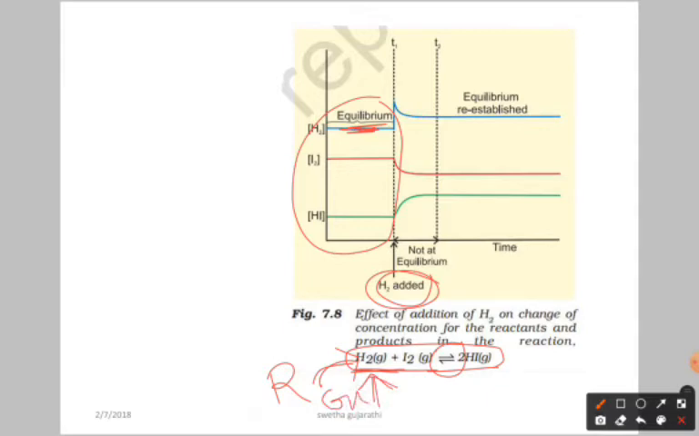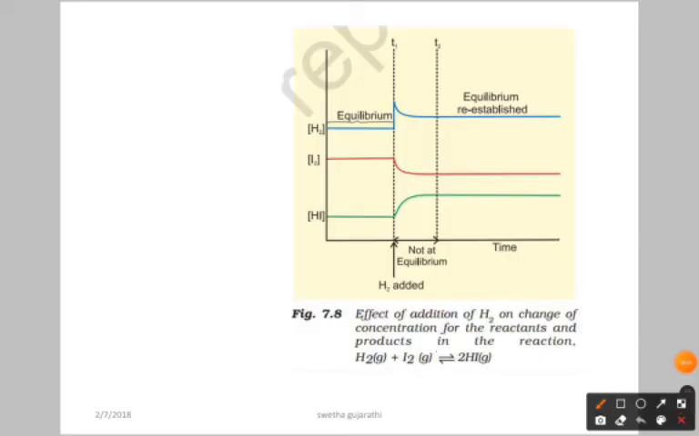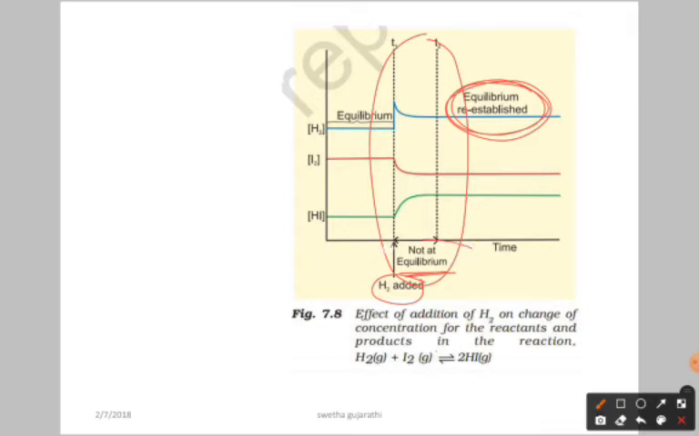So here you see, the system is not in equilibrium, meaning equilibrium is disturbed once you add the H2. But after some time, equilibrium is re-established. The concentrations change, but you can see the lines become constant. It indicates equilibrium is established; it takes some time to re-establish, but it will establish the equilibrium.